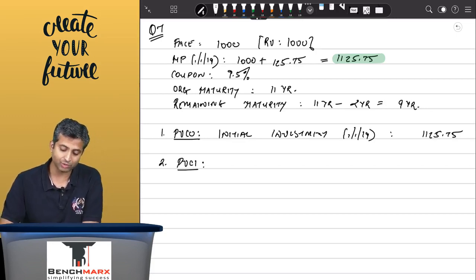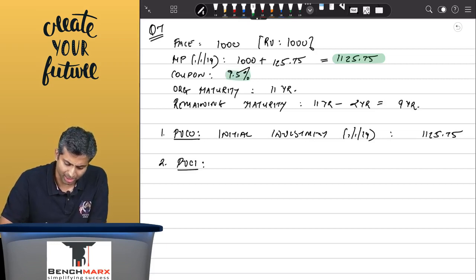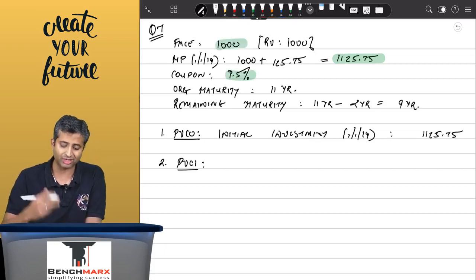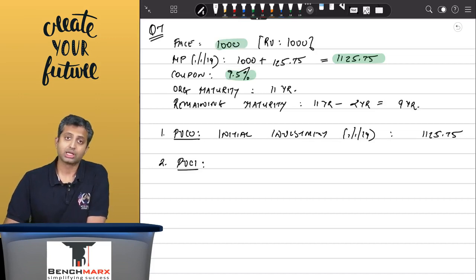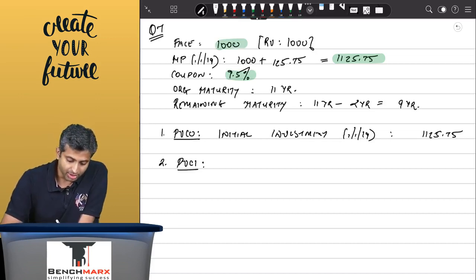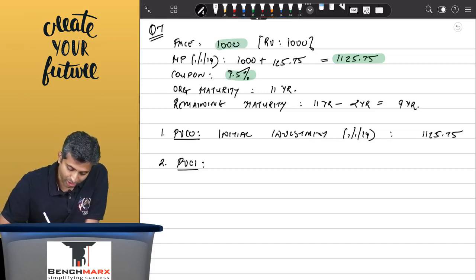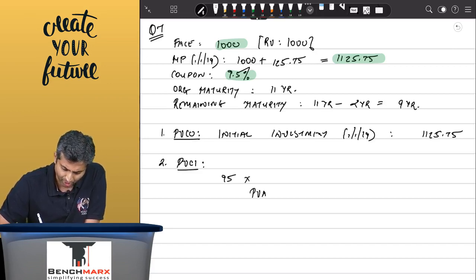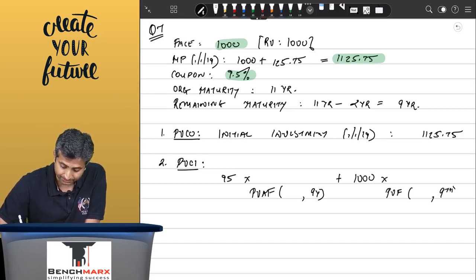How much is the cash inflow that you are going to get? 9.5% into 1000, that is 95 in each year. For how many years? Sir, 9 years. Acha, but so you are going to get 95 into the present value annuity factor at a particular rate for a period of 9 years, plus you are also going to get the face value back. Redemption is happening at par, 1000. At the rate, some rate at the 9th year.